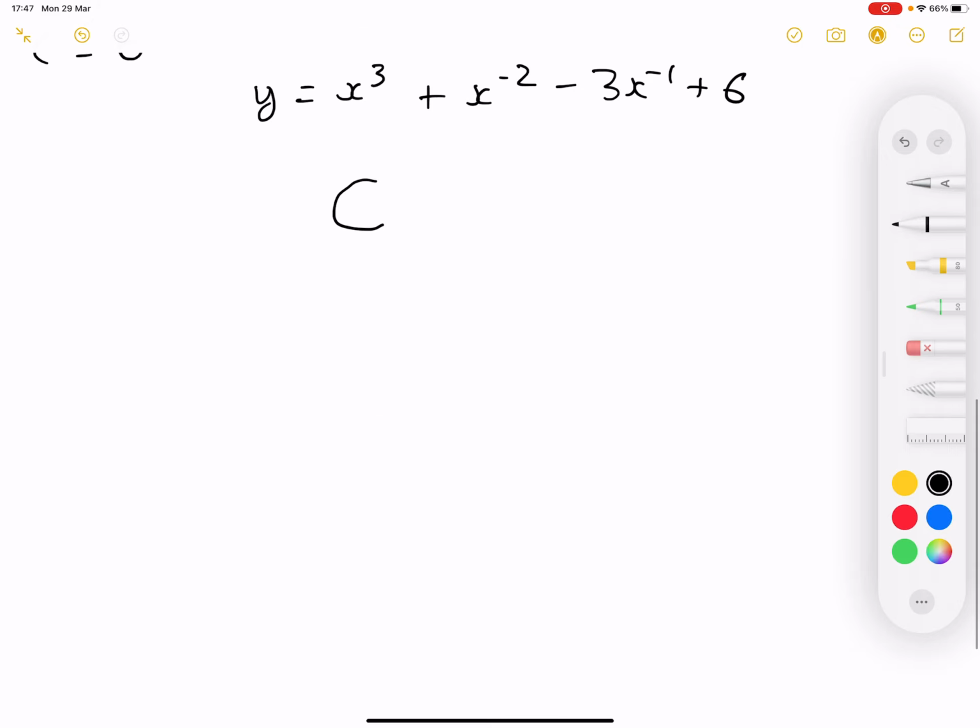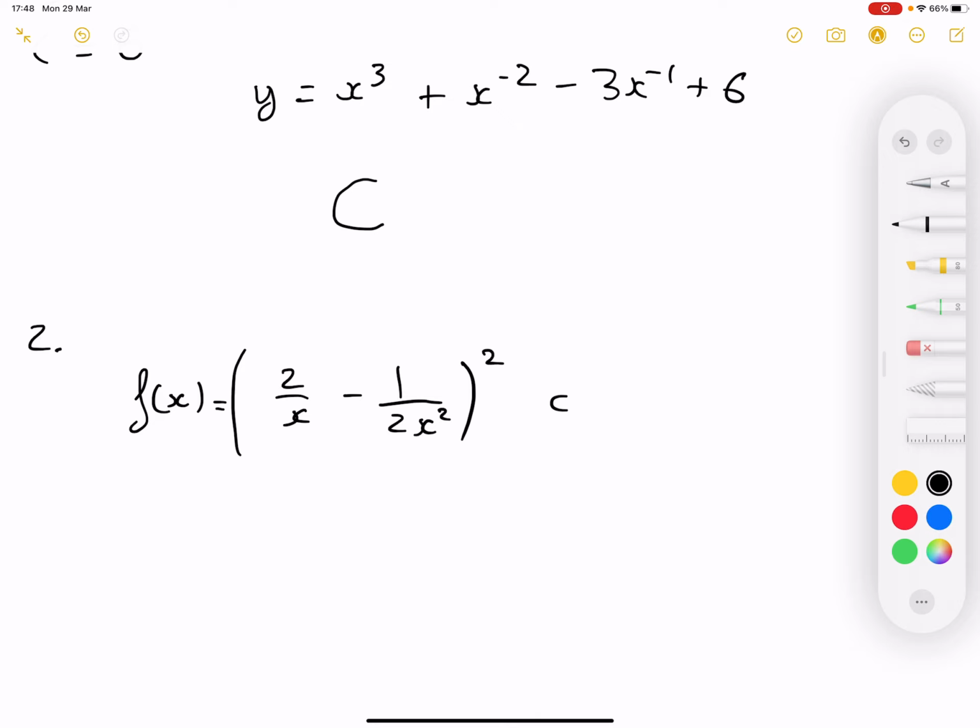Next question. Question 2. In question 2, we're told that f of x is equal to this function, (2 over x minus 1 over 2x squared) all squared, and x cannot be equal to 0. Once again, this is because we have x's on the denominator here, and a over 0 is undefined for all a.